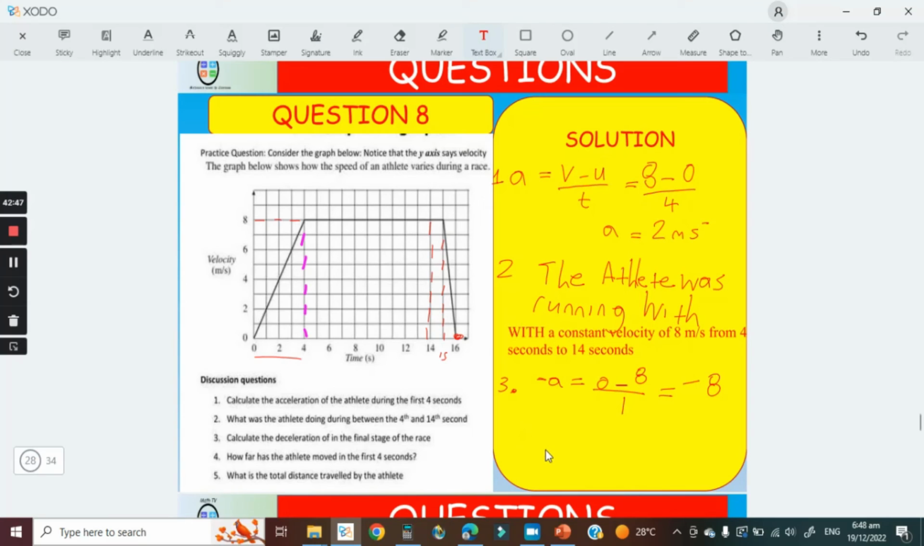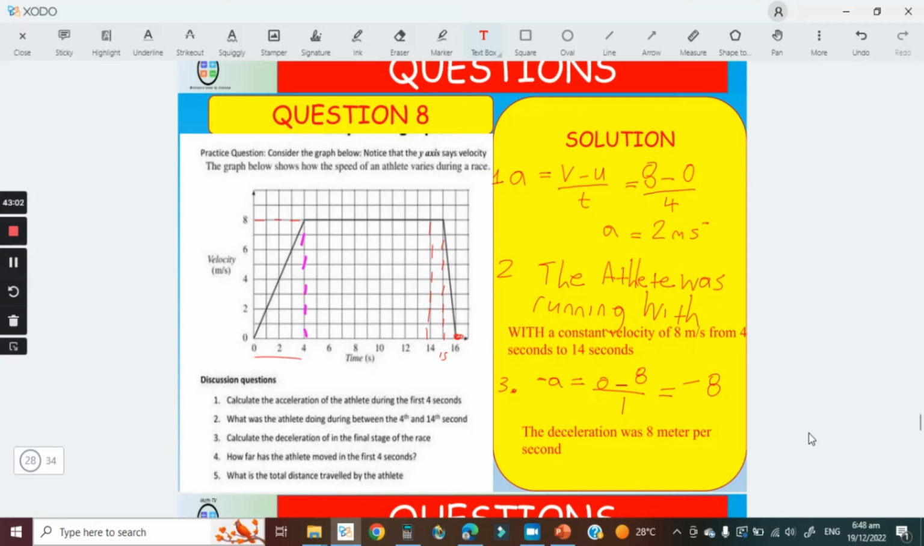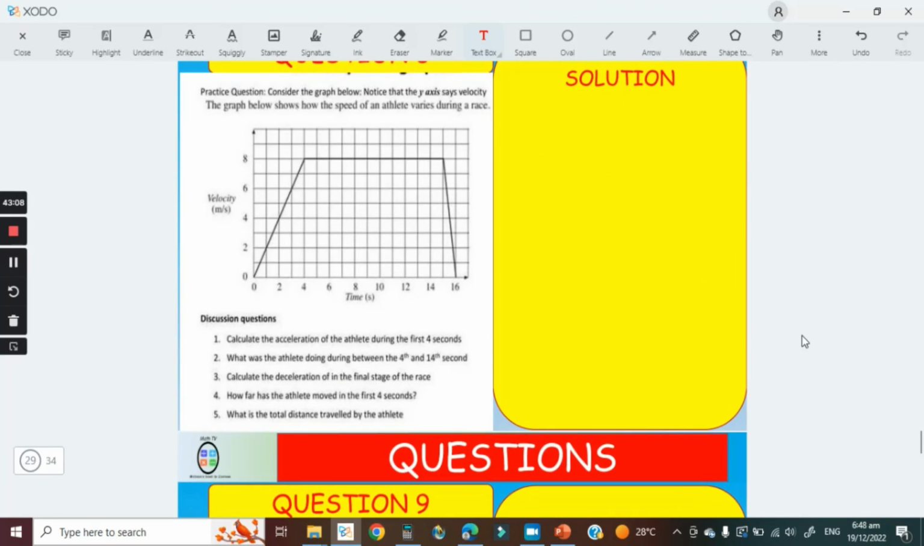In other words, we're telling them the deceleration. So we're going to drop off the minus sign and just say the deceleration was 8 meters per second squared. That was the deceleration. The negative indicates it's deceleration.